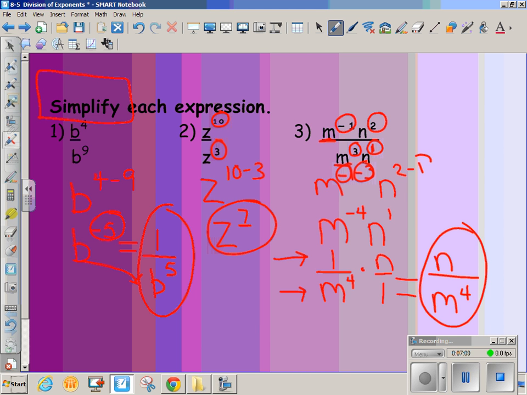So just to recap, what did we do on this problem? We found the common base, m and m here. So I subtracted the denominator exponent 3 from the numerator exponent, negative 1, and I ended up with a negative 4. The n's was n raised to the 2nd minus 1. M raised to the negative 4th, we know we can't have a negative exponent, so we rewrote it using a fraction. So negative 4 becomes positive in the denominator, n to the first is just n, and then I can multiply across. So 1 times n is n, m raised to the 4th times 1 is m to the 4th. And there's our final answer.